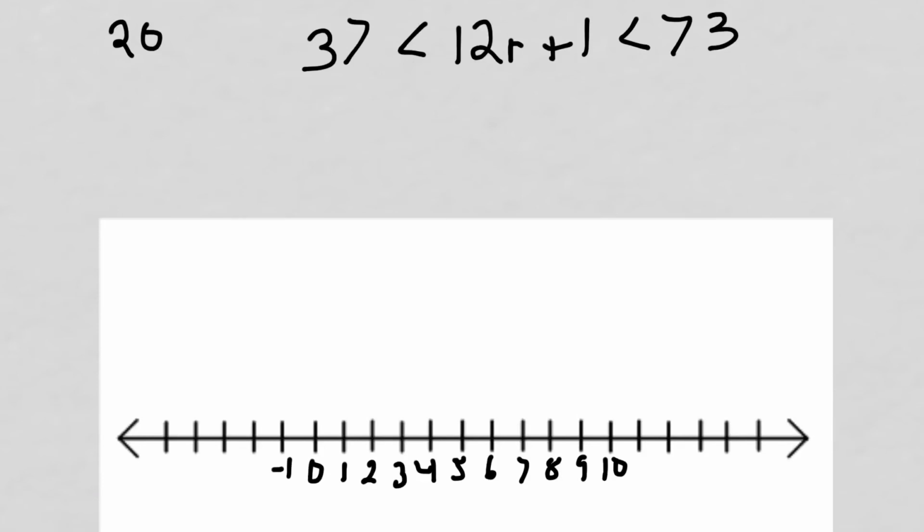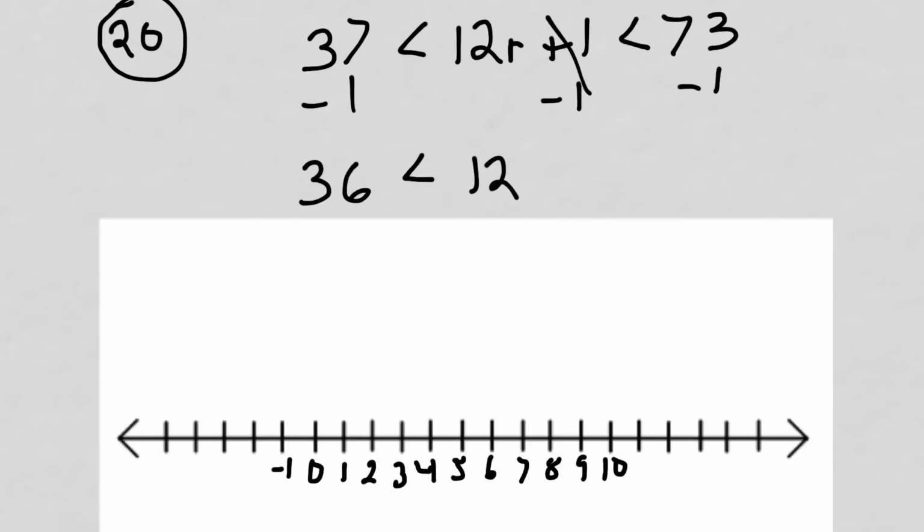All right, final problem. We've got the classic AND question, number 20. I need to get the variable that's in the middle by itself. First thing I'm going to do is subtract 1 from all 3 sections. I end up with 36 is less than 12R, because those cancel out, less than 72.